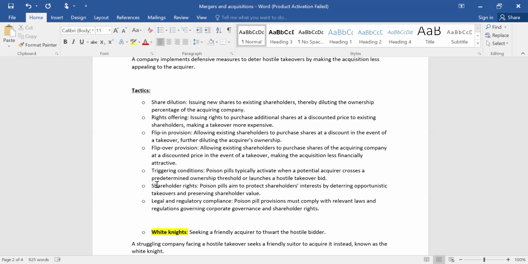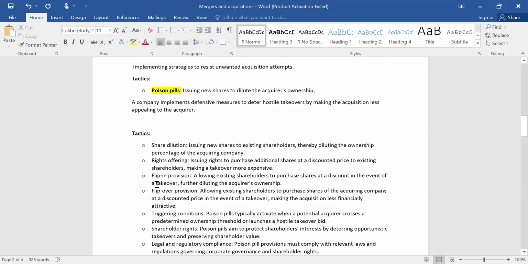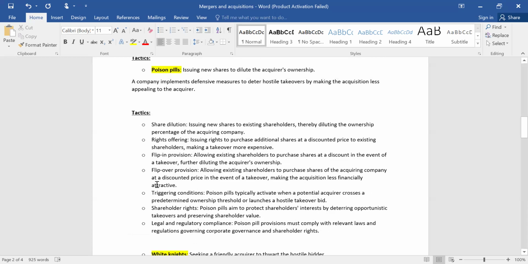And then there is another one, legal and regulatory compliance. So the poison pill provision must comply with relevant laws and regulations governing corporate governance and shareholders' rights. So at least make sure you have at least 3 points for the poison pill.